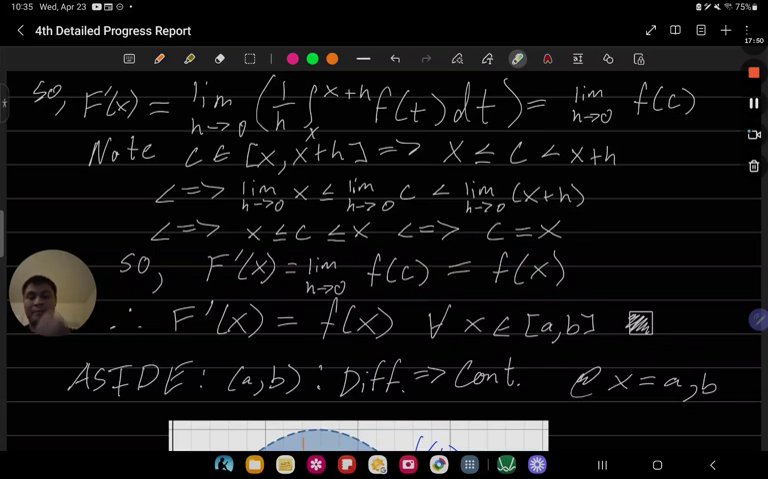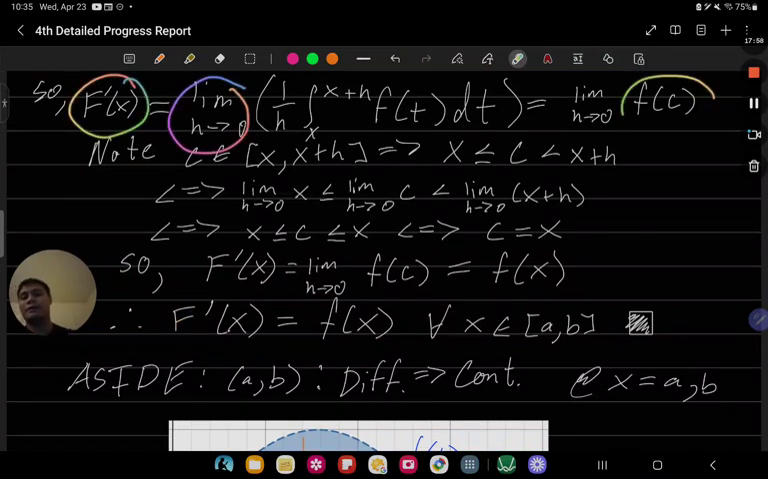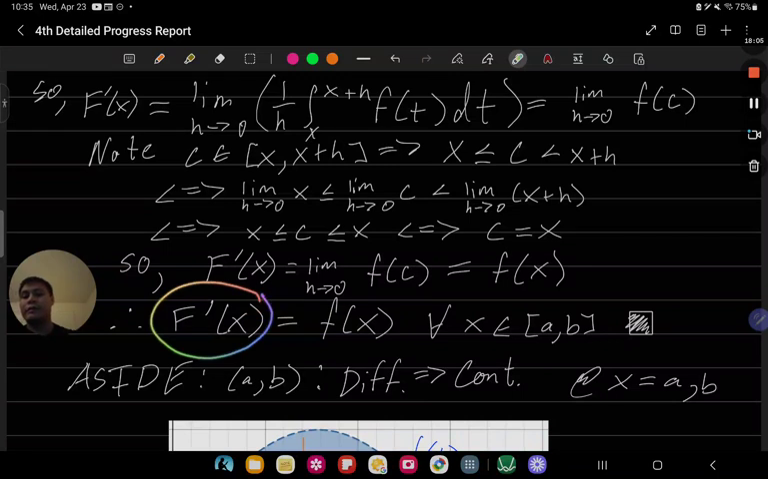And so, at the end of the day, we said this derivative exists because this limit exists because it comes out to be a value. And so therefore, the derivative of the antiderivative, or the accumulating area function, is our original function for all x in that interval. Proof done. Yay. Right? That was part 1 of the proof.